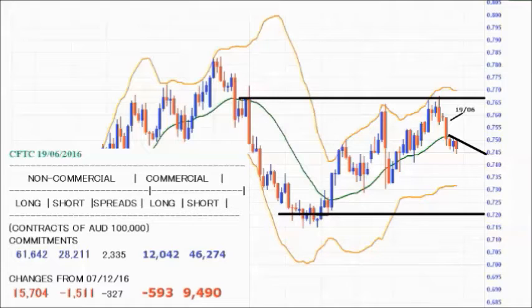Now, obviously you can draw the levels of resistance on the charts, the daily, the weekly, and the monthly, but when you know that you've got the commercials on your side on the CFTCs, it really reinforces that that level of resistance is probably going to hold. So that's just a quick review of the Aussie dollar CFTC net traders.